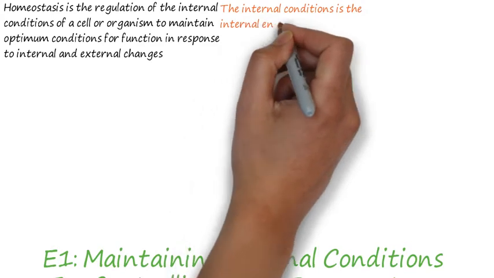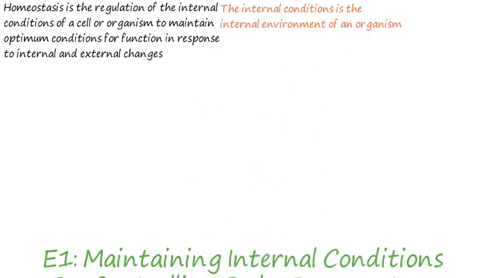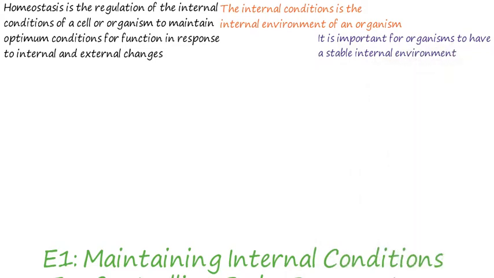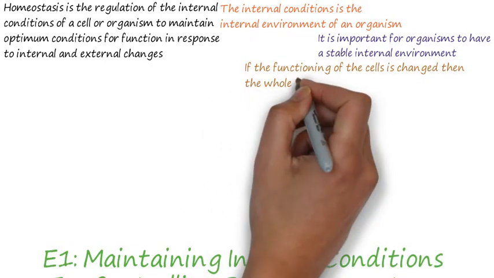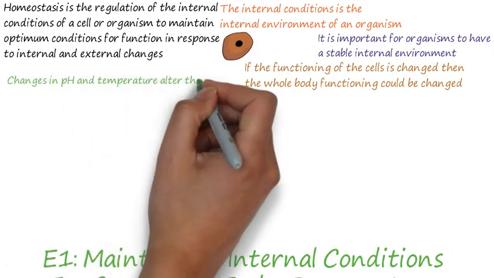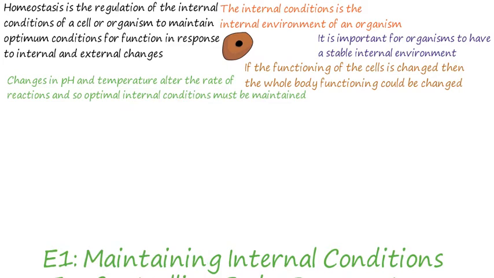First of all, the internal conditions is the internal environment of an organism. It is important for organisms to have a stable internal environment, as the functioning of organs and the carrying out of certain reactions may alter if the conditions were constantly changing. The reactions of our body, the tissues and organs are all dependent on the body cells. If the functioning of the cells has changed, then the whole body functioning could also be changed.